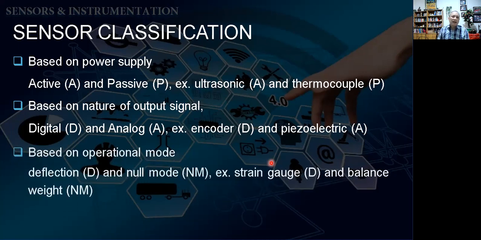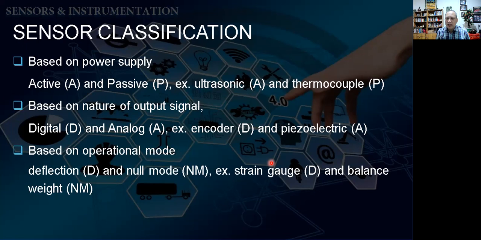So it is analog. And then finally, based on the operational mode, there are two: deflection and null mode. Null mode is where you have to reset it to, let's say, null or zero, like a balance weight. If you measure when it is not in null mode, then the reading at the null state is not valid. While a strain gauge works by deflection. Whatever the state is, that is the normal measurement, the normal value. So when we are measuring something and it deflects, then we know it has a certain value from that deflection.